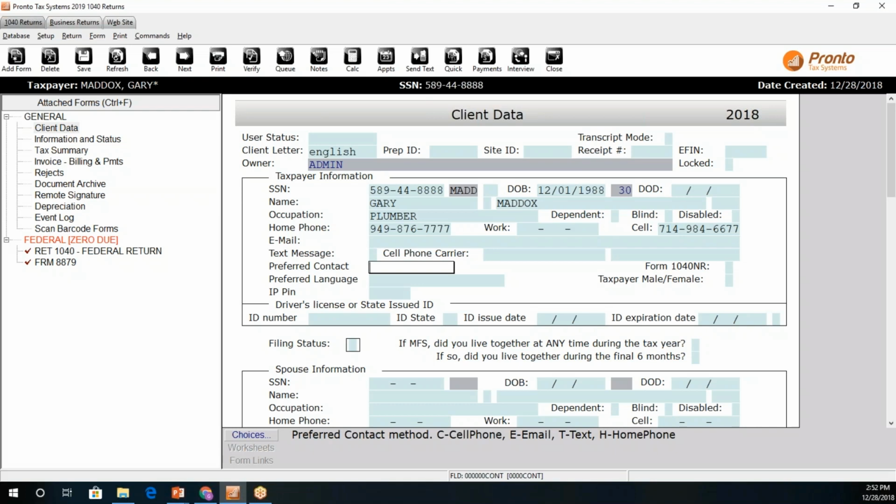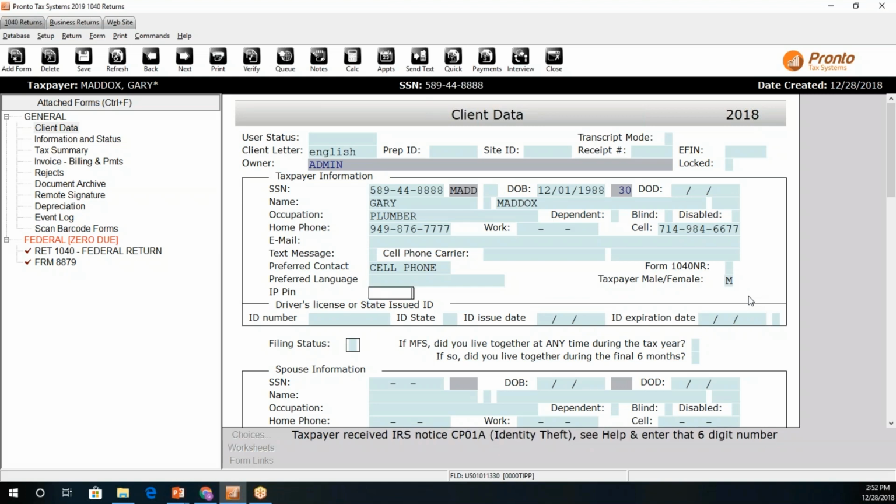Do they want to be contacted by email, text, home phone, or cell? And Gary would like to be contacted by cell phone. Okay. Preferred language. We come into contact with a lot of folks who speak both English and Spanish. So if that's the situation in your office or wherever, ask them what language they would prefer to speak. Okay. And also, the taxpayer, in this case, Gary is a male, so we put that in there.